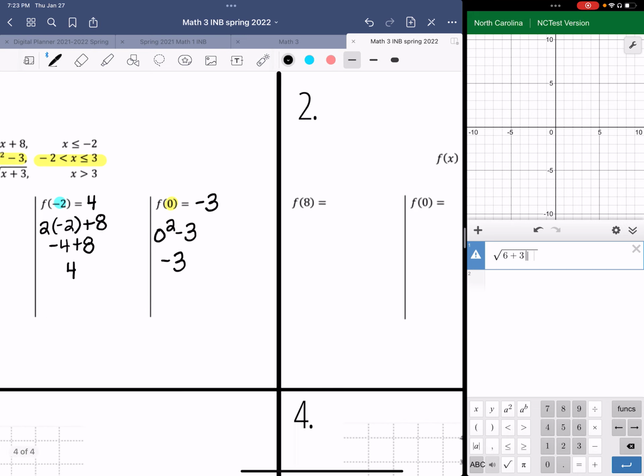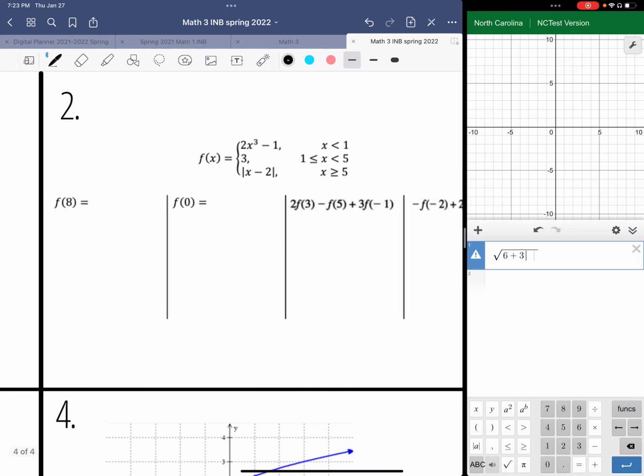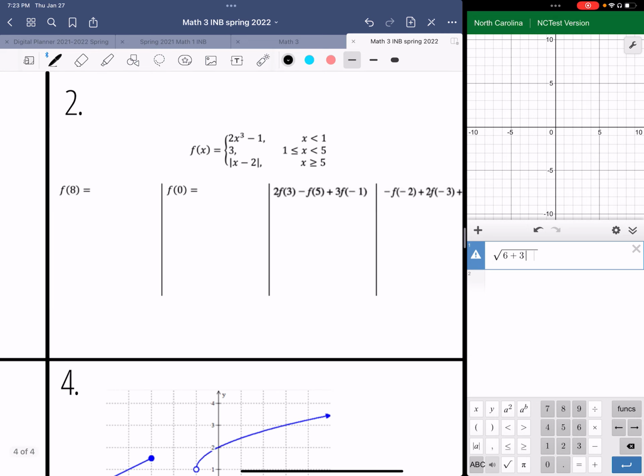All right. And that can happen with any set of piecewise functions. So right now, pause the video, see if you can do the second one with 8 and 10.